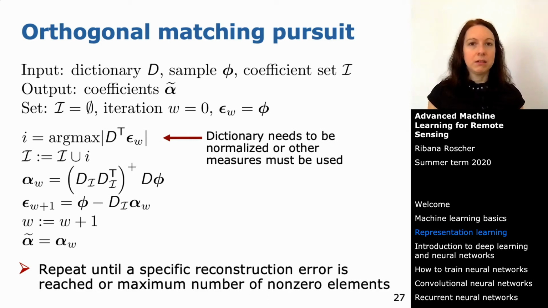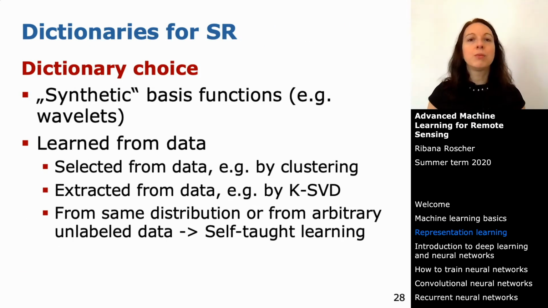You update the reconstruction error by having the signal, and then you subtract the current reconstruction. So you end up with a new reconstruction error. You increase the iteration, and you continue the procedure until you reach the number of dictionary elements you want to use, or you can even stop before if you reach a very low reconstruction error. So now you know a procedure and how to determine your activation vector.